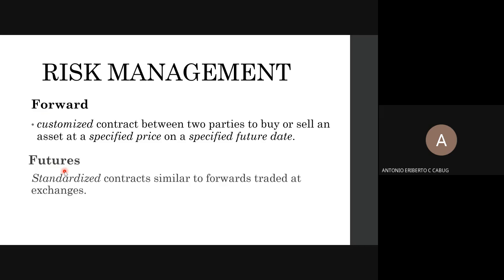So the tendency is that they would rather have them fixed now in order to manage the risk position. So a forward is a contract between two parties, one buyer and one seller, to buy or sell an underlying asset at a specified price on a specified future date. Forwards are basically customized, while futures, on the other hand, are standardized.